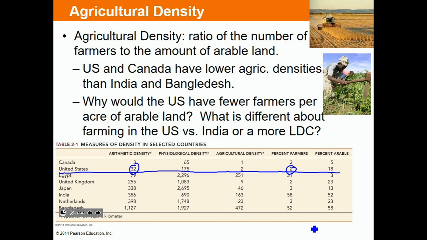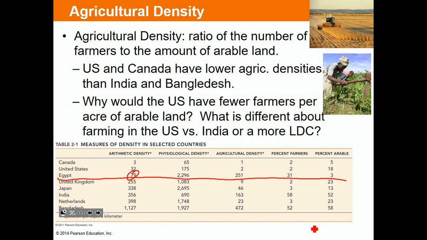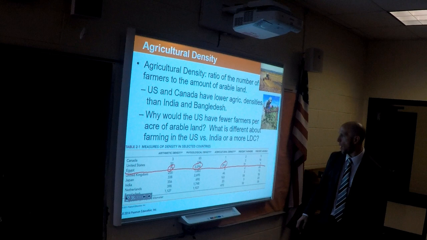Egypt here, which I'll use a different color for. Actually, I'll just erase this to make it neater, and then use a different color. Egypt is going to be in a weird situation where their arithmetic population density is relatively low, but because they only have people living along the Nile River, the physiologic density, in other words, the amount of people per unit of farmland, is very high, a ton of people per unit of arable land. The land has to go further for feeding their populations, or more likely, they're probably importing tons of food. Agricultural density, 251 farmers per unit of arable land. I'll move on past that.